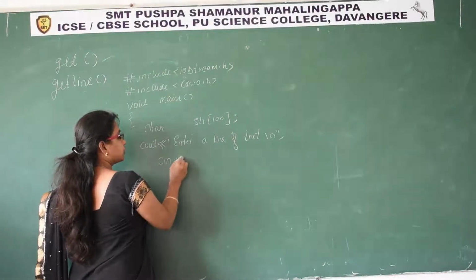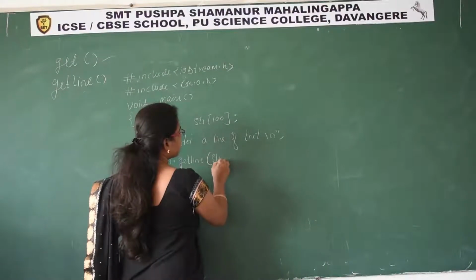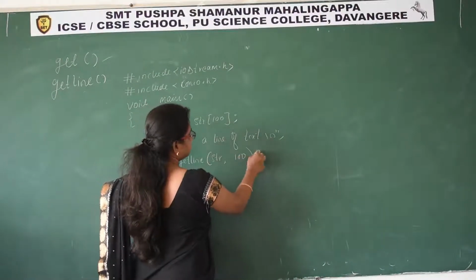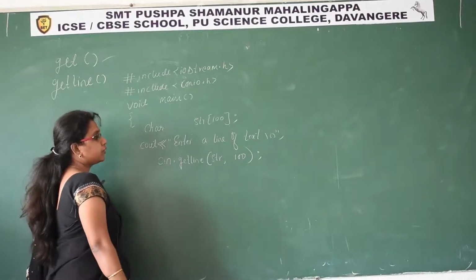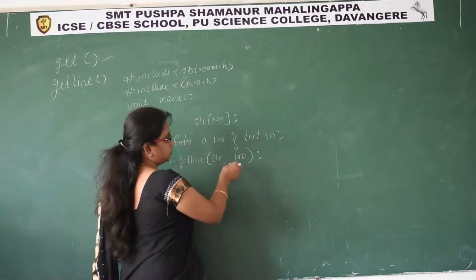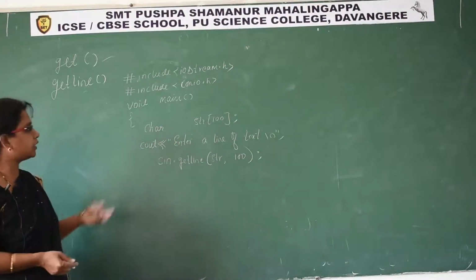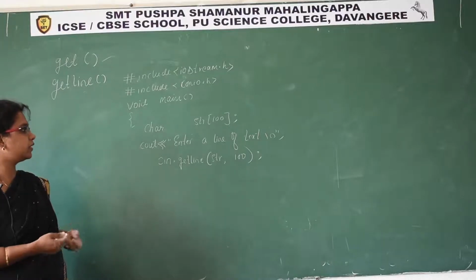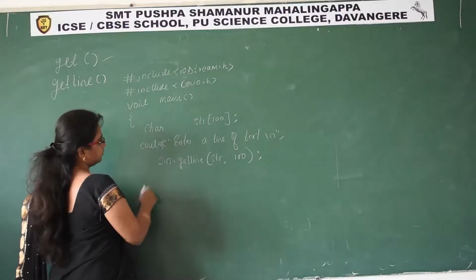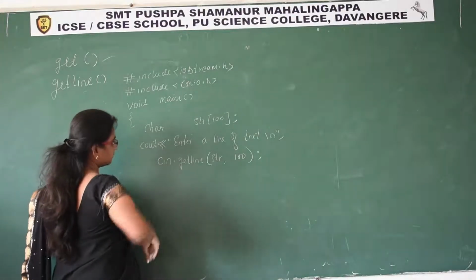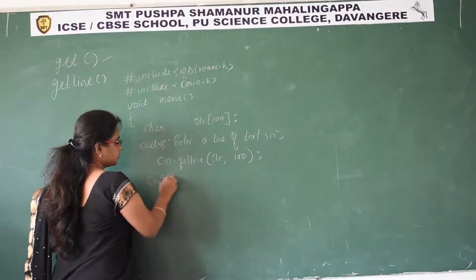cin dot getLine. So what are the parameters? The string name and size 100. How many characters do you want to read? You can write the size, or you can directly take 100. Within that, you can read any number of characters, but you can't read 100 characters. Up to 99 characters you can read. So it reads a line of text and displays it on the screen.